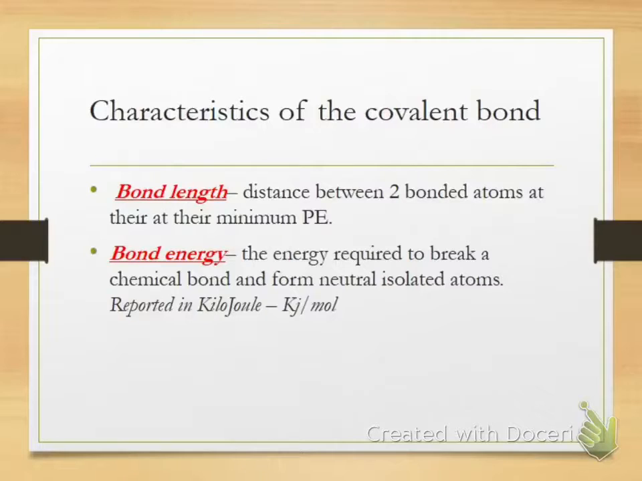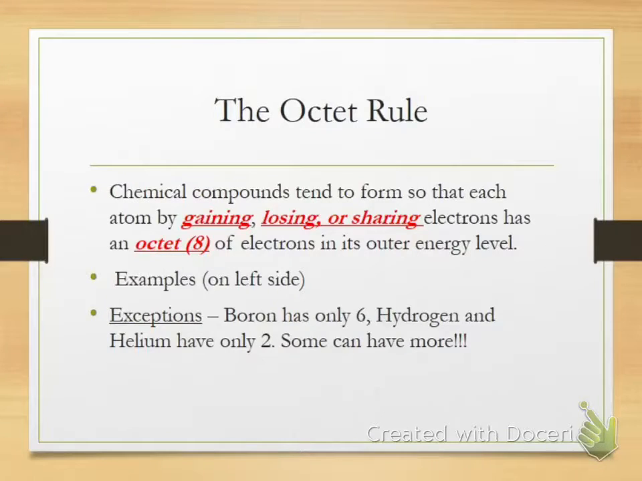So chemical compounds form so that each atom, by either gaining, losing, or sharing electrons, has 8 in its outer energy level, which is the S and P. There are some exceptions. Boron is an exception. It will only get 6 because it only has 3 that it can share. And then, of course, hydrogen and helium only have 2. Don't tell me that helium can form 8 bonds, because you have to hit yourself if you do. Okay?